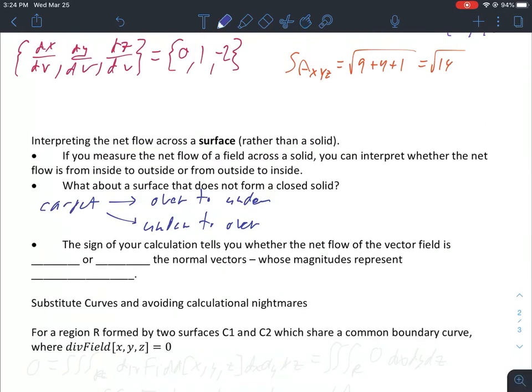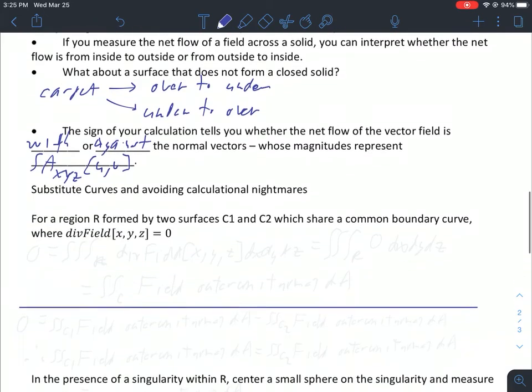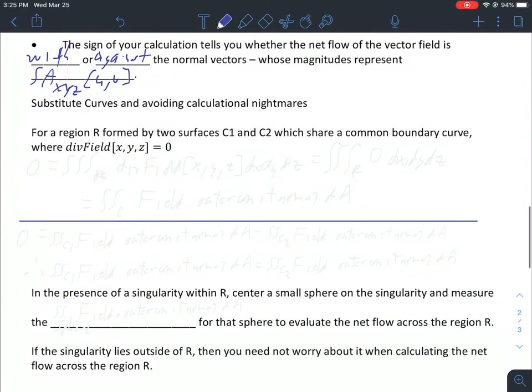The sign of your calculation basically tells you whether or not your vector field is with or against the normal vectors, whose magnitude, of course, represents our surface area conversion factor. Okay, we use a conversion factor to do substitute curves. So a couple last things here.